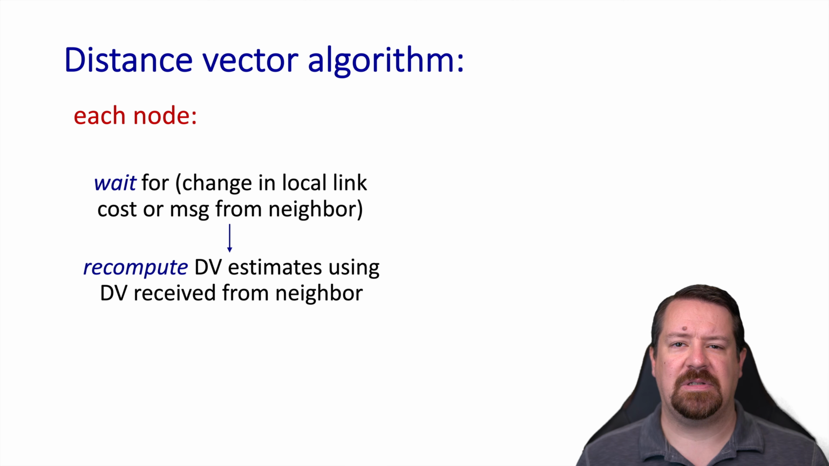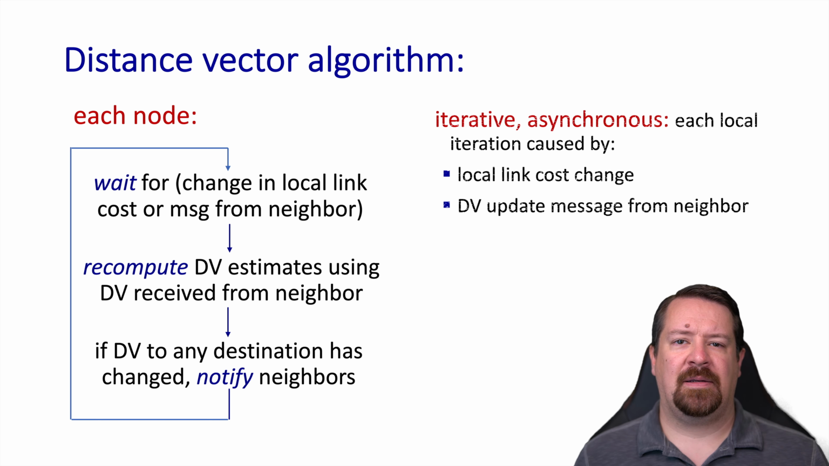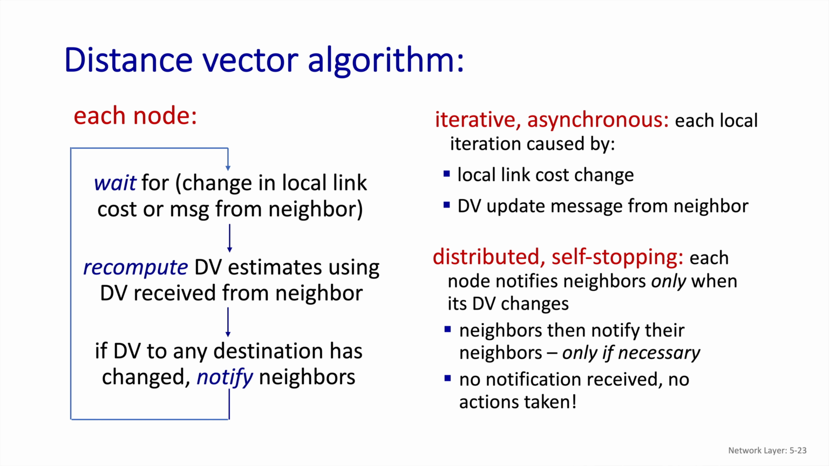It then recomputes its distance vector, incorporating the change, and sends out its new distance vector to the neighbors if anything has changed, and then repeats the process. So we can see that this is an iterative and asynchronous process. It's also completely distributed, and it will naturally stop when there's no more changes to be made.